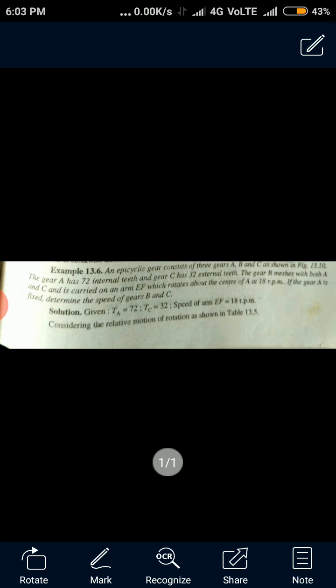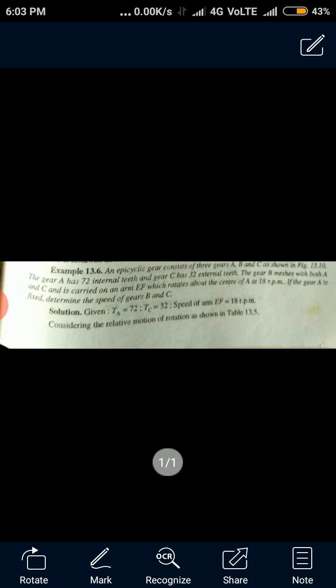See here what is said: gear B is meshing with both gear A and gear C, and is carried on an arm EF. The arm EF rotates about the center of A at 18 rpm. He has given the speed of the arm EF, 18 rpm. Since he has not mentioned any direction, by default you should take it as anti-clockwise. If gear A is fixed, determine the speed of gears B and C. We have to find NB and NC.